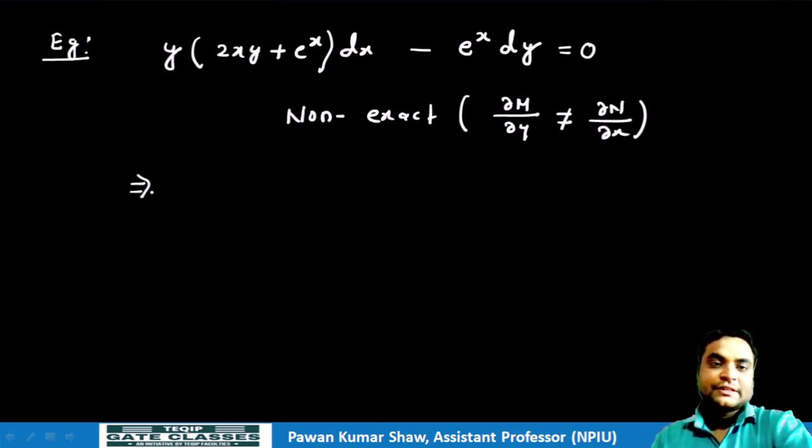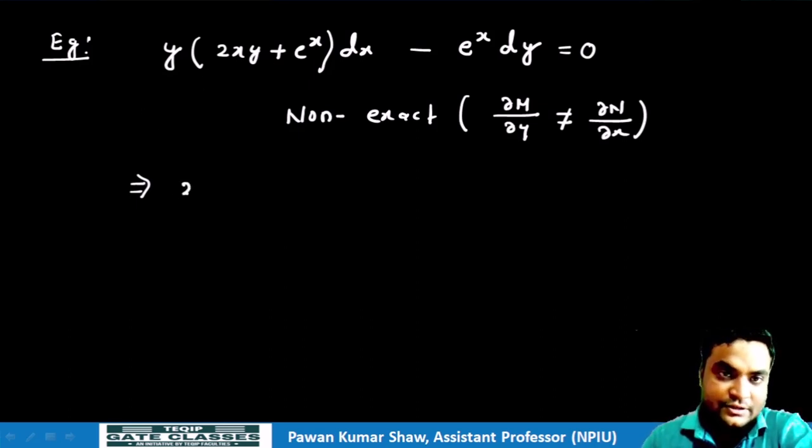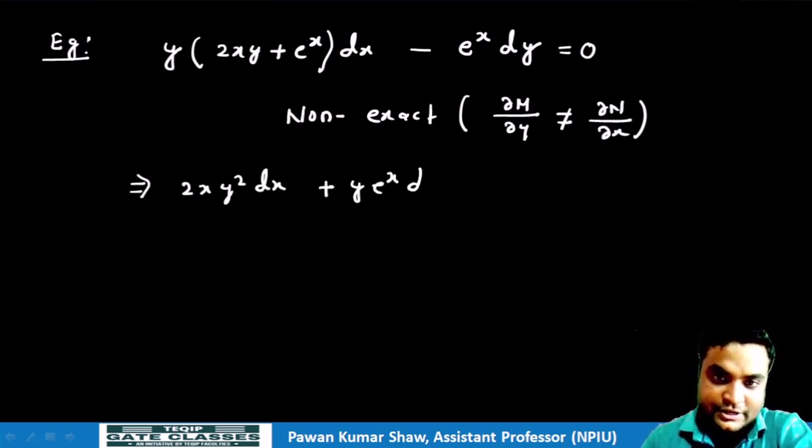So here we can see our equation is y(2xy plus e to the power of x). So we can write it as 2xy square dx, and here it will be y e to the power of x dx minus e to the power of x dy equal to 0.